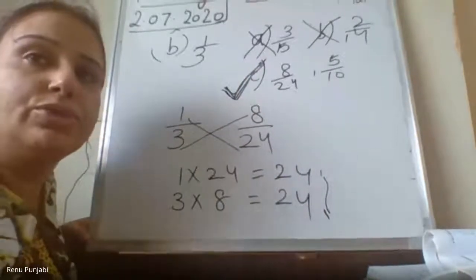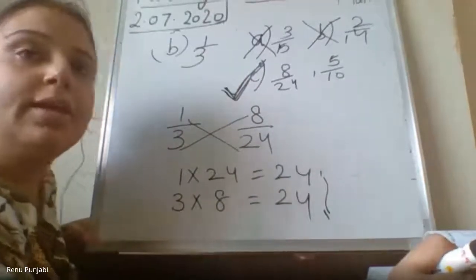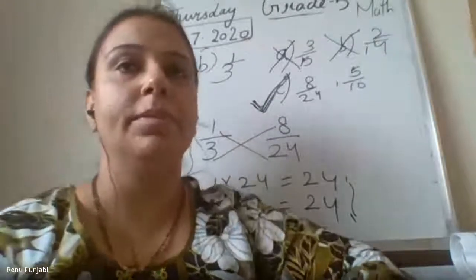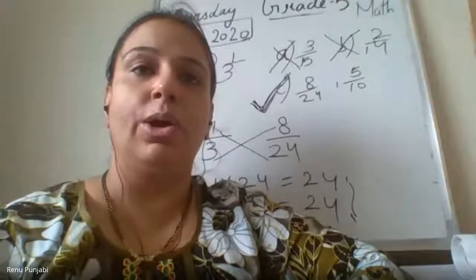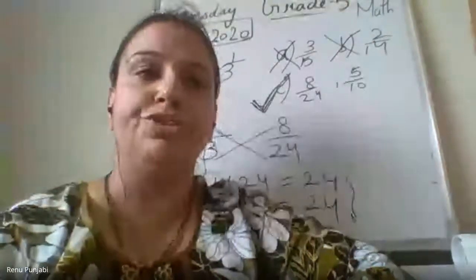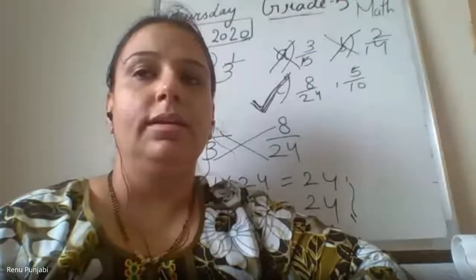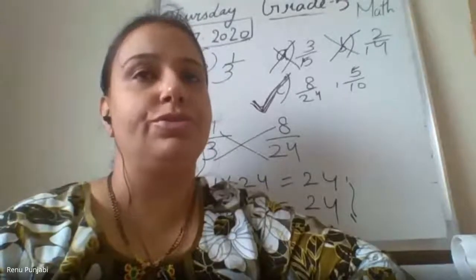This way you have to solve all the sums of question number A, which I sent you yesterday. If you have a printout of the worksheet, you can do it in the printout. If you don't have a printout, do it in the notebook. No problem. Stick the worksheet in your notebook and please click a picture every day and send me whatever work you get in maths. After completing it, please send the pictures to me.